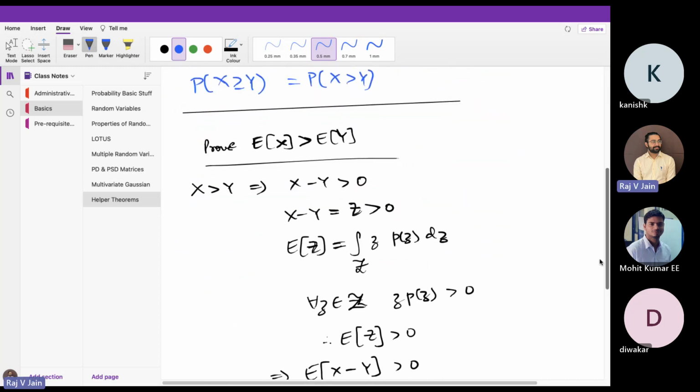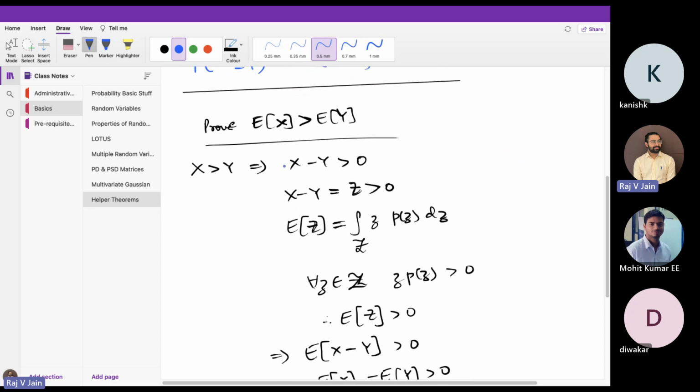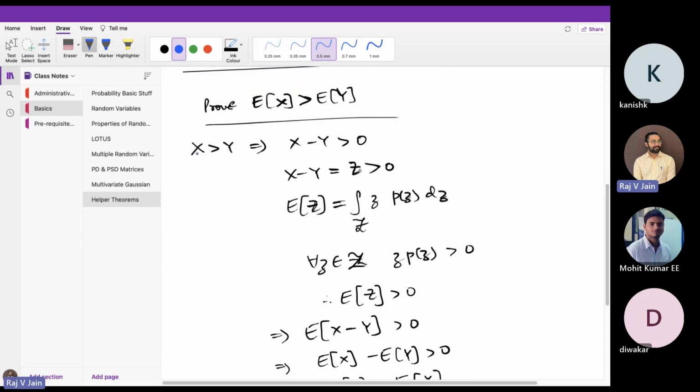Okay. So again, a very simple thought process for this proof. If x is greater than y, I can write that x minus y is greater than 0, right? And let me write this x minus y as another random variable called z.